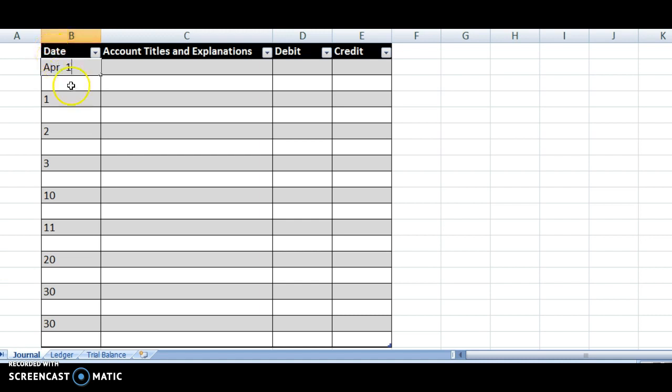So first on April 1st, and as we put the date first, the stockholders invested $18,000 in cash in exchange for common stock of the corporation. So cash, the normal balance is debit, and we always start with the account that we're debiting. Okay, so cash is being debited by $18,000, and then common stock is being credited by the same $18,000.